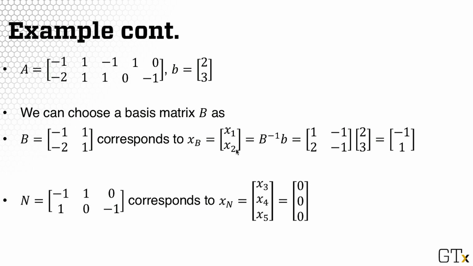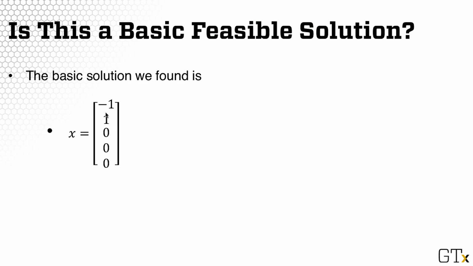So when we put together, we have a basic solution, x1, x2, all the way to x5. They're equal to -1, 1, and 0, 0, 0. Okay, so -1, 1, these are the basic variables, and 3 non-basic variables. So why do we have 2 basic variables? Because we have 2 equality constraints to start with.